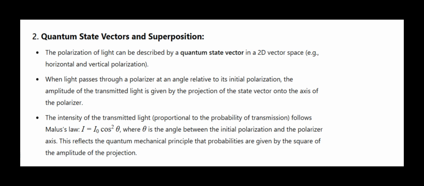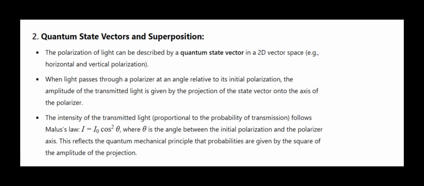2. Quantum state vectors and superposition. The polarization of light can be described by a quantum state vector in a 2D vector space, e.g., horizontal and vertical polarization. When light passes through a polarizer at an angle relative to its initial polarization, the amplitude of the transmitted light is given by the projection of the state vector onto the axis of the polarizer.